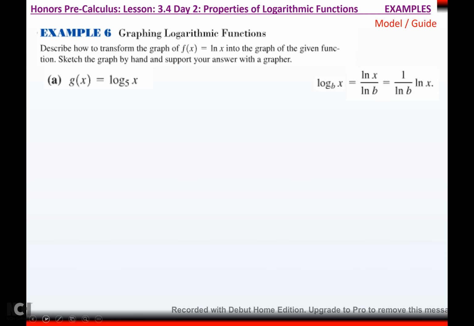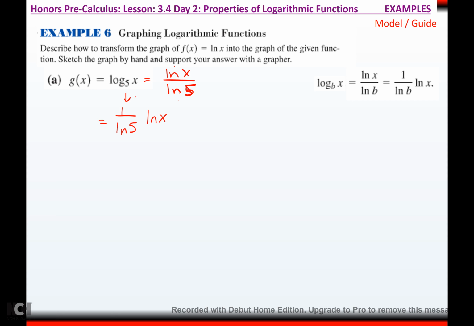Well, it says describe how to transform the graph of f of x equals ln of x into the graph of the given function. Sketch the graph by hand and support your answer with a grapher. All right, so on this one, I can rewrite this as ln x over ln 5. Okay, and the reason now is because now if we wanted to actually solve this, we could using a calculator, because we changed the base to something the calculator understands, which is a natural log. So you could actually use a common log too. But at any rate, if I factor out that top, this would be 1 over ln of 5 times ln of x.